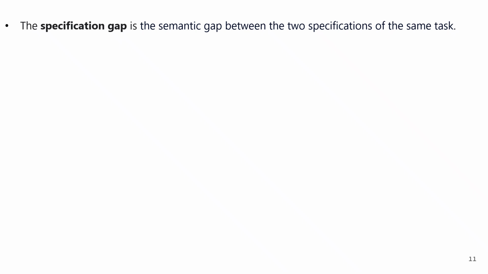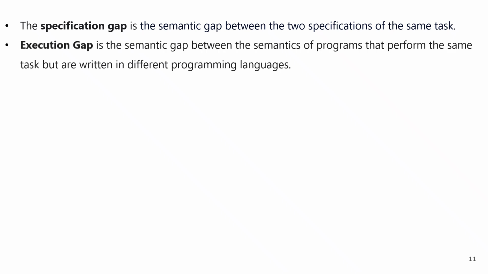Application domain बताता है कि मेरा सॉफ्टवेयर ऐसा दिखना चाहिए. PL डोमेन वो सॉफ्टवेयर उसी तरह से बनाता है, उसी तरह से वो उसी स्टेटमेंट्स पे वो काम करता है. तो दोनों सेम चीज पे काम करते हैं, लेकिन दोनों के लिखने का तरीका अलग है, इसीलिए उसको स्पेसिफिकेशन गैप बोलते हैं. Okay, execution gap is the semantic gap between the semantics of programs that perform the same task but written in different programming languages.